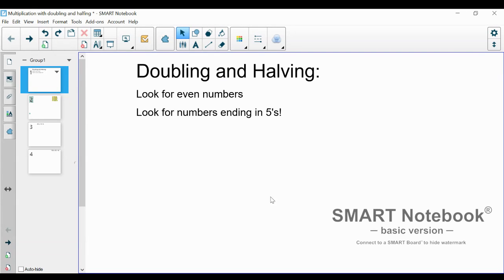In this video, I'm going to explain how to multiply using the doubling and halving method. The doubling and halving method has a few tips.